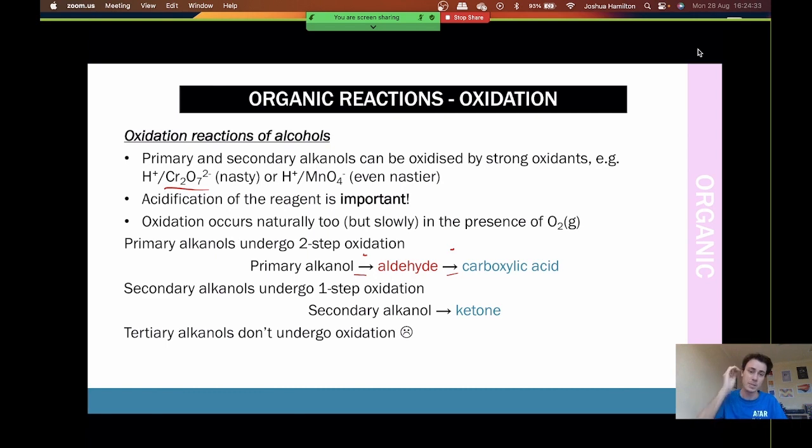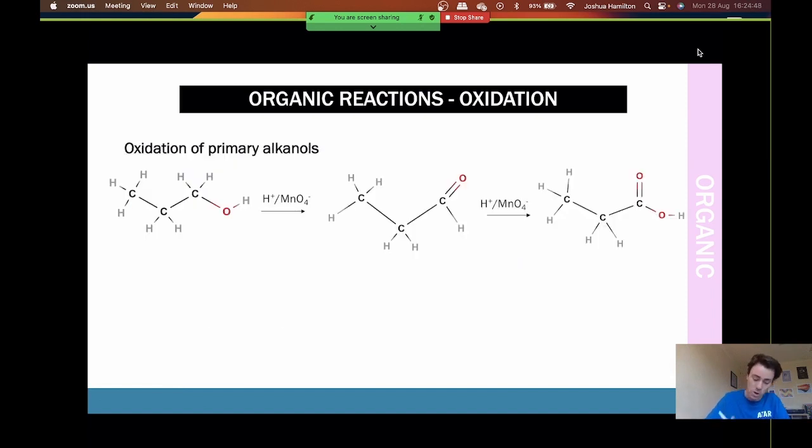As it says, it needs to be acidic, and oxidation usually occurs really slowly in the presence of O2. So in this one, we need to speed it up with these. Primary alcohols are the only ones that get to a carboxylic acid. Secondaries only get to a ketone. This explains why. And the reason you use the same one is because this happens pretty much instantaneously. It doesn't go to this and then wait around a little bit and then go to this. It literally goes to this and then goes to this.